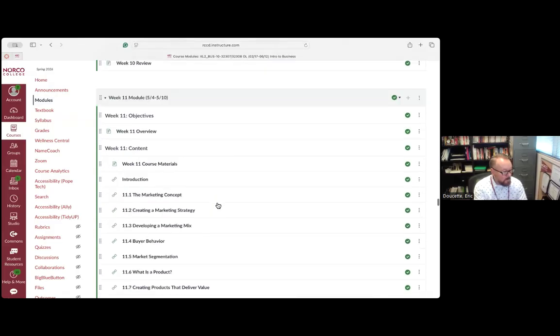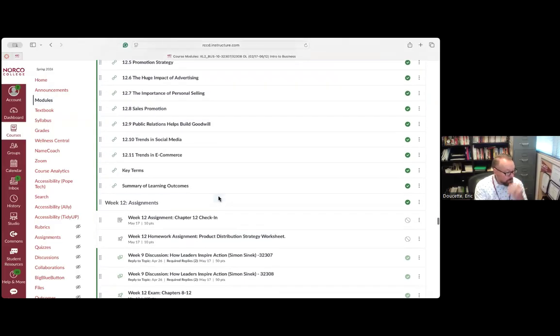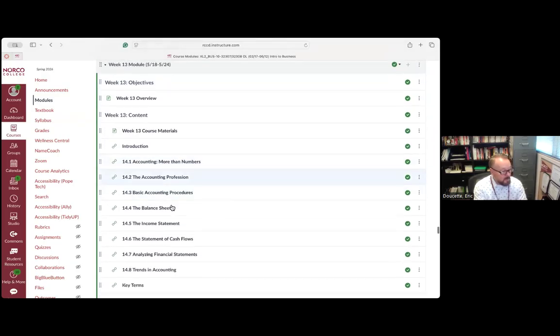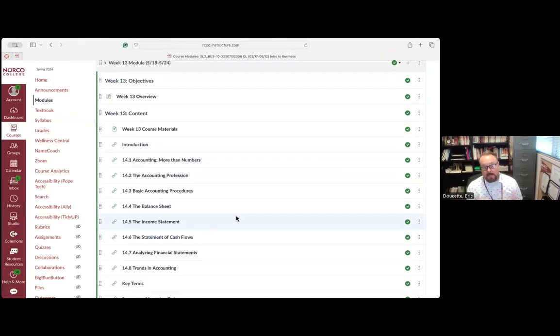So here we are in week number 13. So we're looking at chapter 14 again on accounting. You're going to be looking at basic accounting information. If you've not already taken accounting, you're going to be introduced to the three predominant financial statements: a balance sheet, an income statement, and a statement of cash flows.